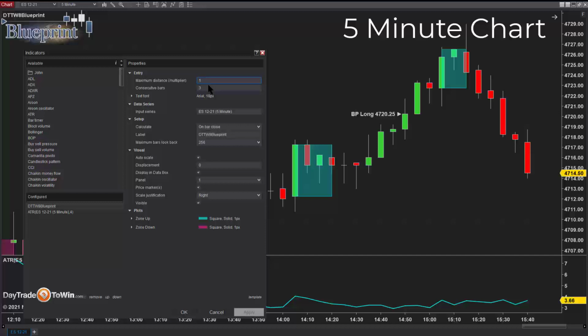So this is the back end of the Blueprint software. It's very simple. It's just 2 settings. I recommend the defaulted settings, which happen to be maximum distance multiplier of 1.5 and the consecutive bars being 2. But you can definitely adjust this based on crypto or the E-mini S&P, NASDAQ, Dow, oil, whatever you want to trade, even stocks. It works the same exact way because what we're following is price action. We're not following an indicator such as an MACD, moving average crossovers, bands, and so on.